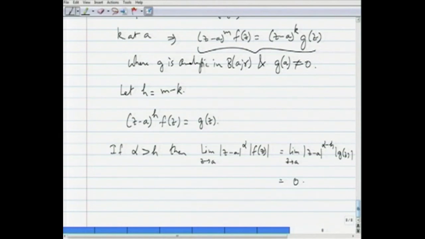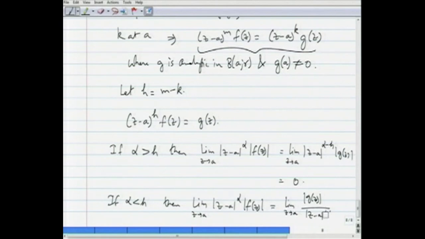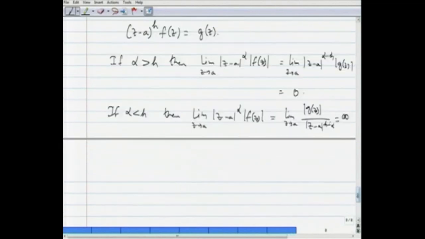Because g is analytic at a, g has some limit g of a, and modulus of z minus a raised to alpha minus h is 0. And likewise, if alpha is strictly less than h, then limit z goes to a of modulus of z minus a power alpha modulus of f of z is equal to limit z goes to a of modulus of g of z divided by modulus of z minus a power h minus alpha, and that limit is infinity. Notice h is an integer.